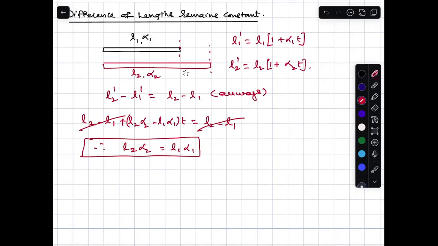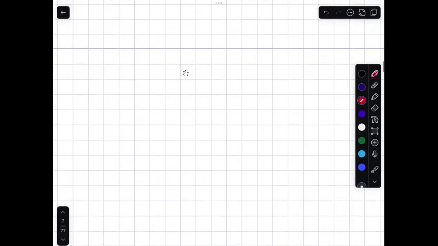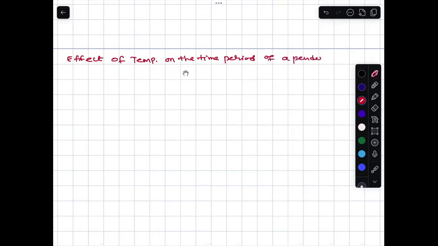Next aspect is the effect of temperature on the time period of a pendulum. All these things you would have gone through a long time back in your schooling, but it's a fundamental basic class discussion.